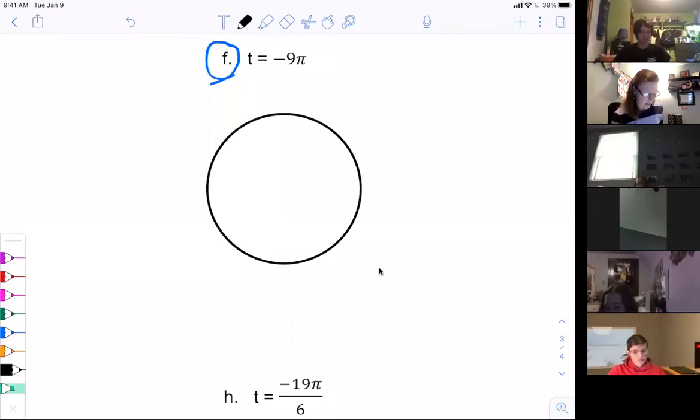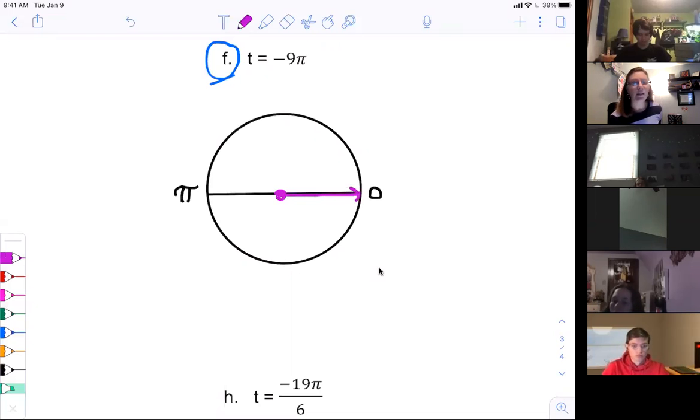No, it's just pi. So I'm going to just draw in my x-axis. And remember, over here is pi, and we start at 0. I'm not even going to draw in the y-axis right now. So angles in standard position start on the positive x-axis. This is a negative 9 pi.